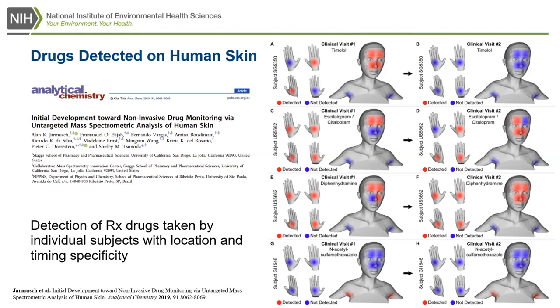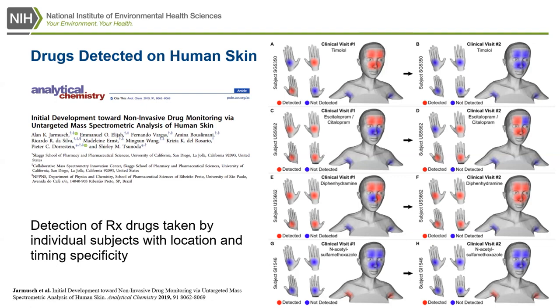A similar story with citalopram. This is another drug that was prescribed to one individual, and in this case, it was prescribed on both visits, and taken on both. Same thing with diphenhydramine. This is an antihistamine, a very common, very old drug, and this will come up in our data set as well. And then N-acetyl sulfamethoxazole. This is a metabolite of an antibiotic that is prescribed to this set of individuals prophylactically, so to prevent infection.